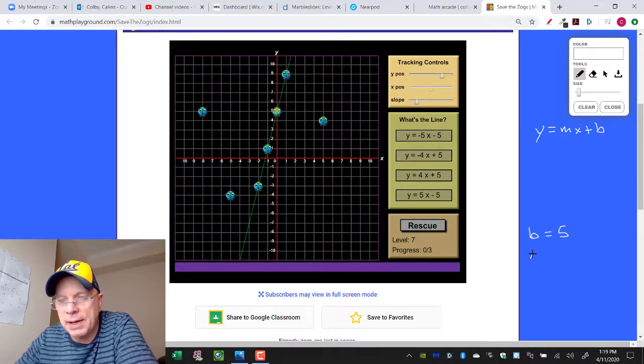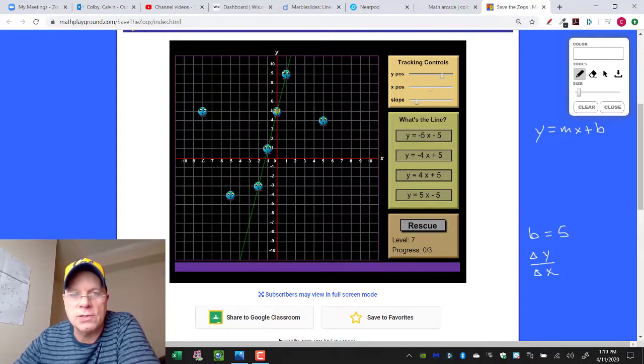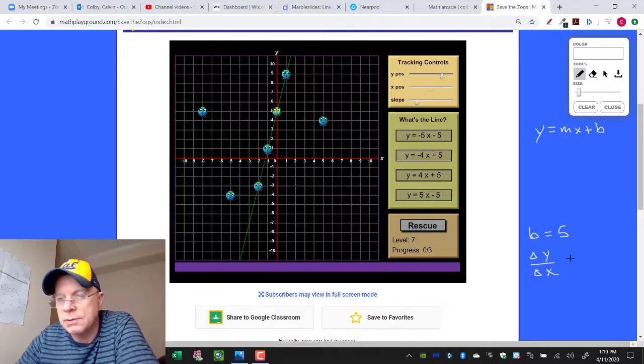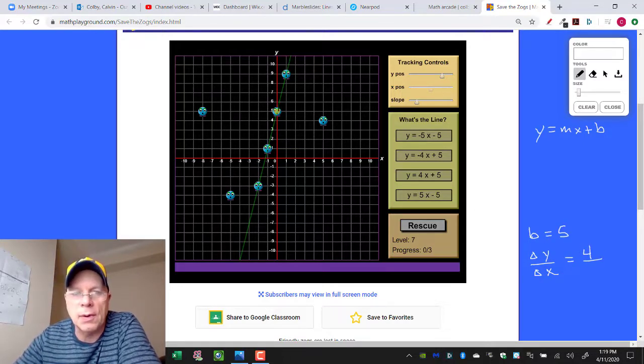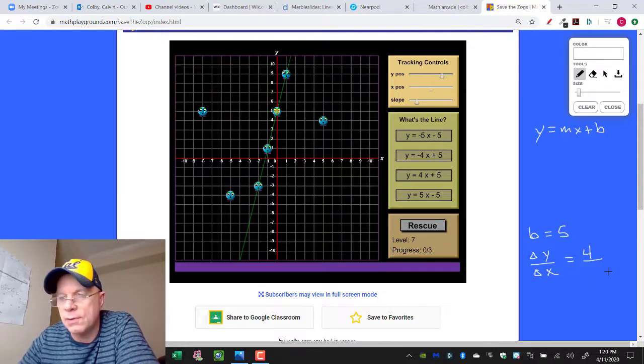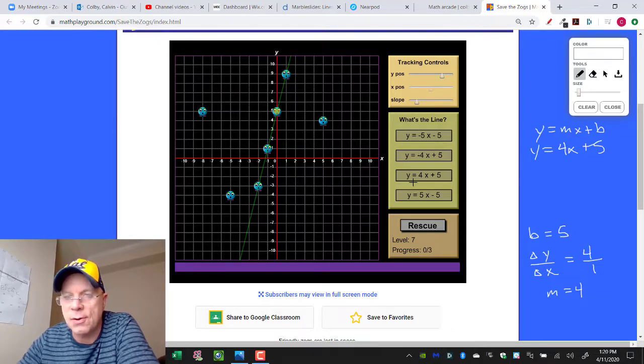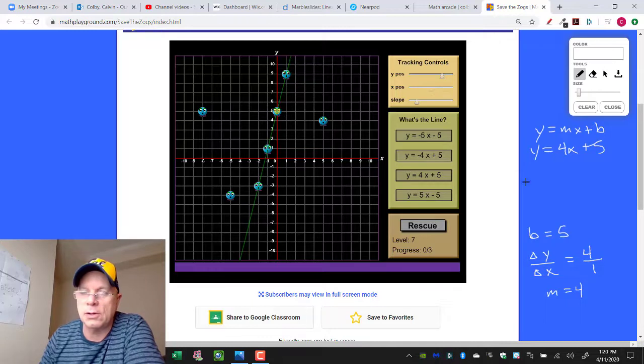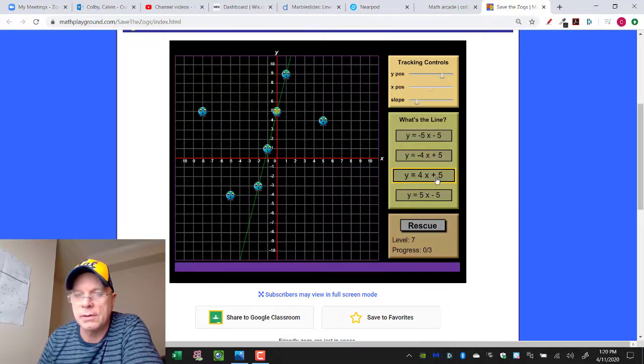And then I think about my delta y over delta x. If I'm starting at this zog and going to this zog, I'm going up 1, 2, 3, 4. So delta y is positive 4. And then I go right 1, so that's positive 1 for delta x. 4 over 1 is 4, so the slope is 4. So I substitute that into my linear equation. I get y equals m is 4, so 4x. b is positive 5, so plus 5. y equals 4x plus 5. That looks like this third one right here. So when I close this, it's going to clear off all this, but 4x plus 5. Alright, good.